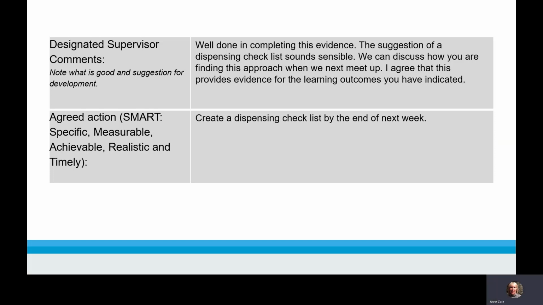The trainee will have the opportunity to develop actions from their own reflections as well as via the feedback they have received. Once the miscellaneous evidence form has been completed, the trainee will submit it to their designated supervisor for sign-off. This will include confirmation that the learning outcomes indicated by the trainee have been met at the required level for the foundation training year.